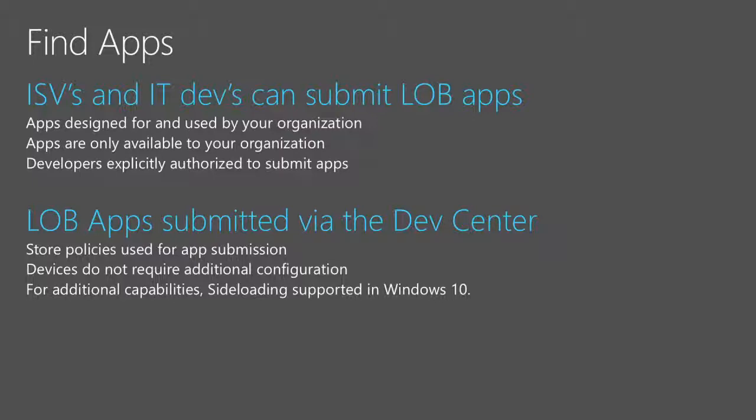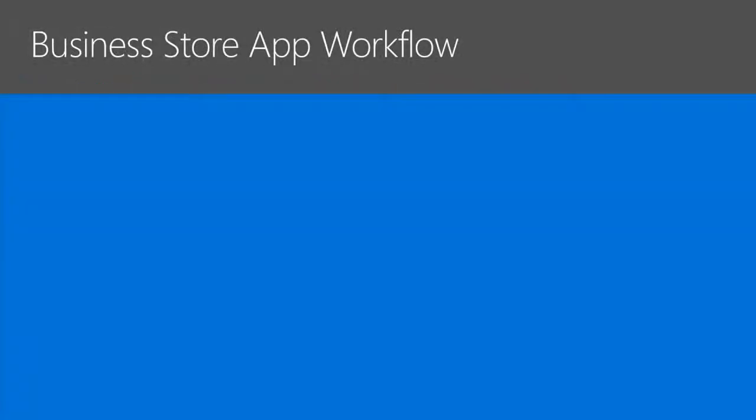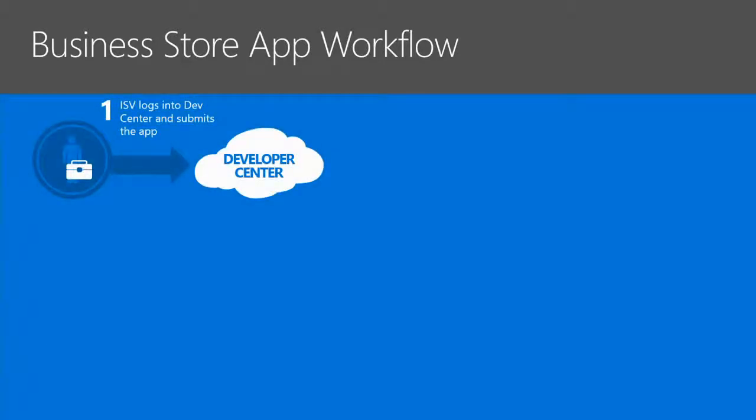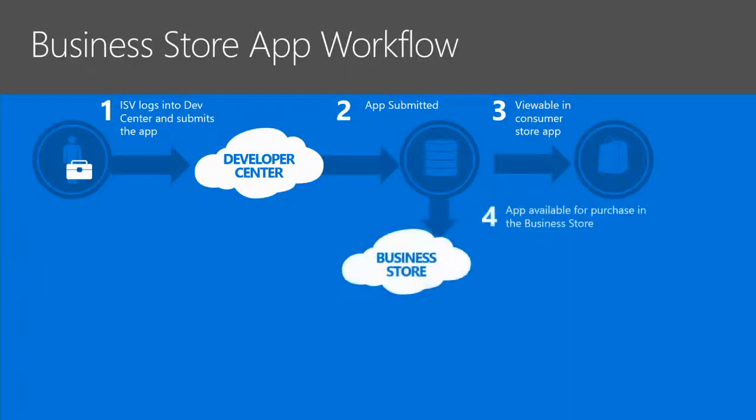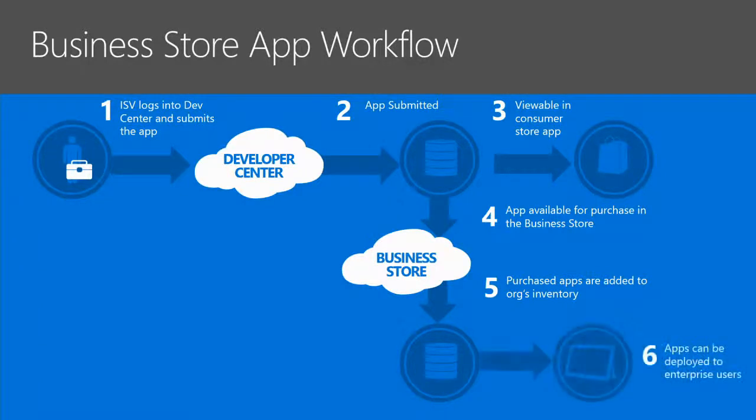Now, what I'm going to do is walk through the basic workflow. First is the ISV. This is how apps get into the business store. First, the ISV will log into the Dev Center and submit the application. Second, once the app is submitted, by default it will be available in the store application. Remember, this is the retail flow. Once it's submitted to the consumer store app, that same application is available within the business store as well. From there, the IT admin will go to the business store, acquire those applications, and then they're added to the organization's inventory. Once they're added to the inventory, those apps can be deployed out to their users.